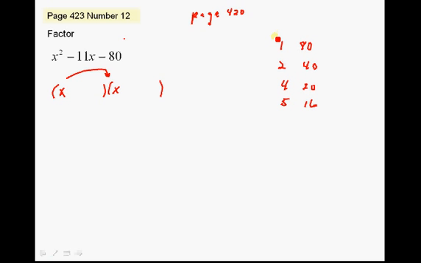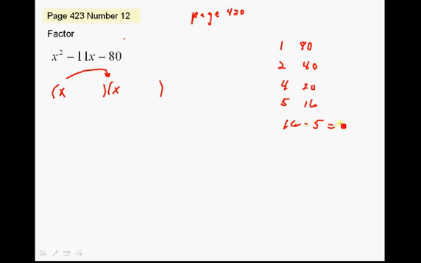Do you see any way to combine the 80 and the 1 to get 11? No. 80 plus 1 is 81, and 80 minus 1 is 79. How about 40 and 2? 40 plus 2 is 42, and 40 minus 2 is 38. That's not going to get us to 11. 4 and 20: 20 plus 4 is 24, and 20 minus 4 is 16. That's not 11 either. But bam, look at this. We've got a 5 and a 16. 16 minus 5 is going to get us 11. That's what we need, right?